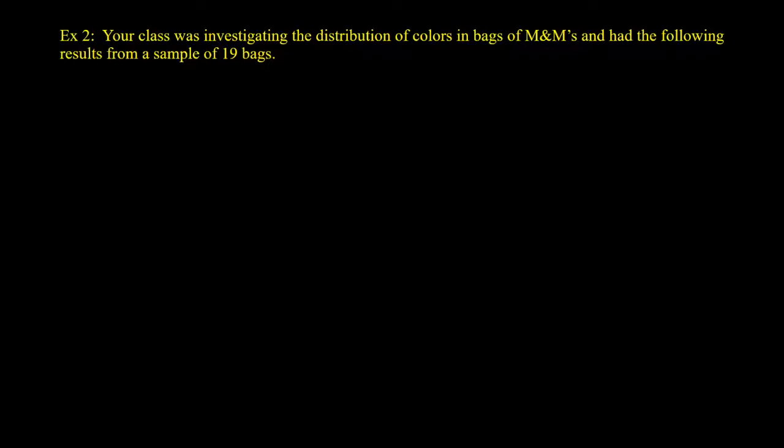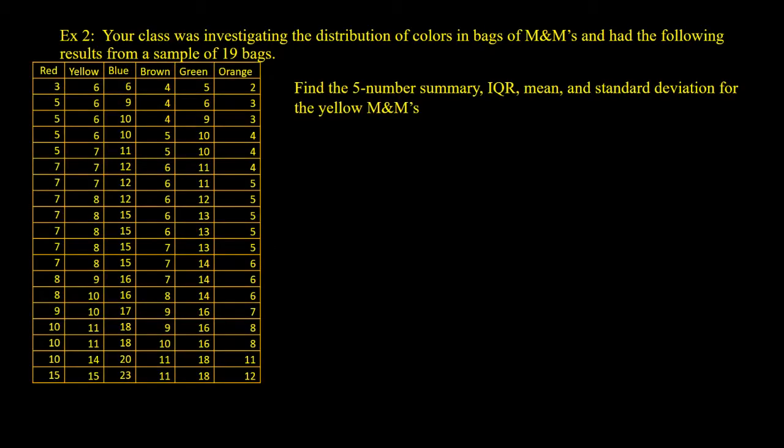Chapter 4, Example 2. Your class was investigating the distribution of colors in bags of M&Ms and had the following results from a sample of 19 bags. Find the 5-number summary, IQR, mean, and standard deviation for the yellow M&Ms. So we're going to find those 5-number summaries and a couple other things. We need to make sure we can do these calculations.